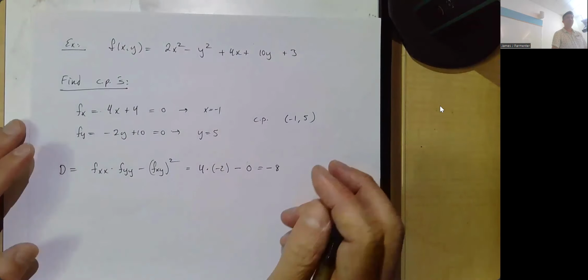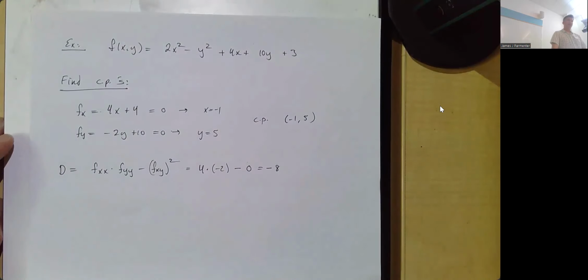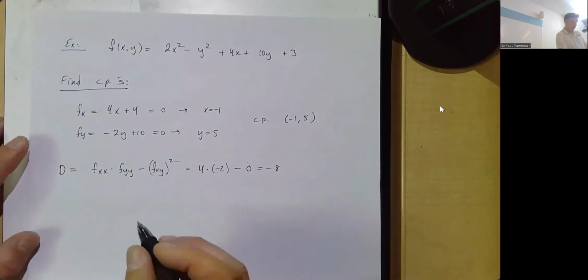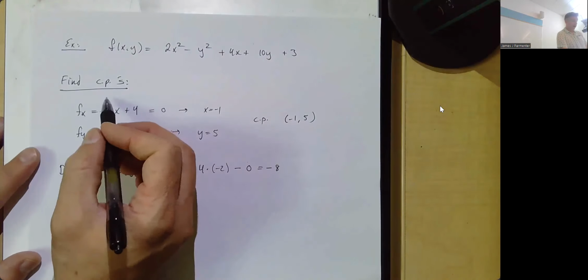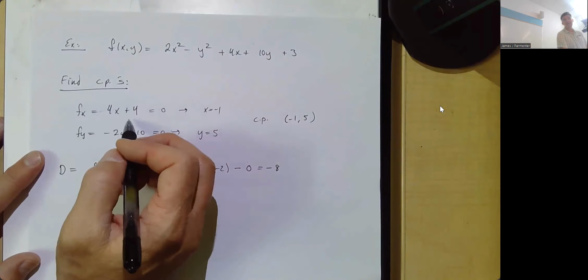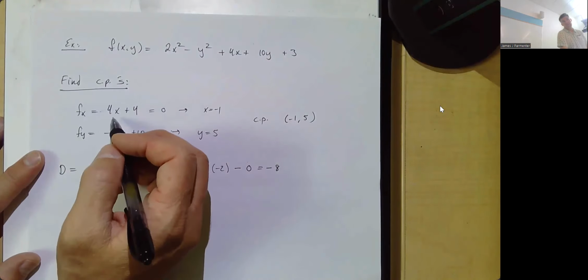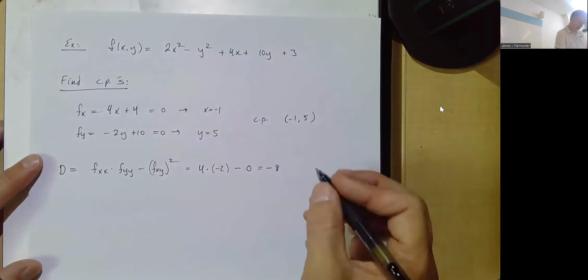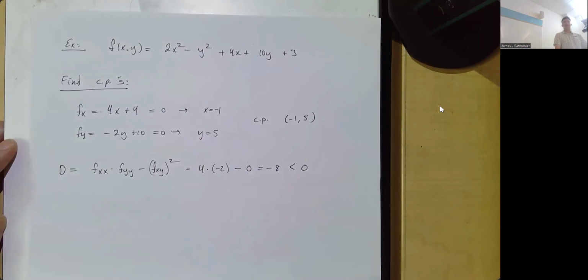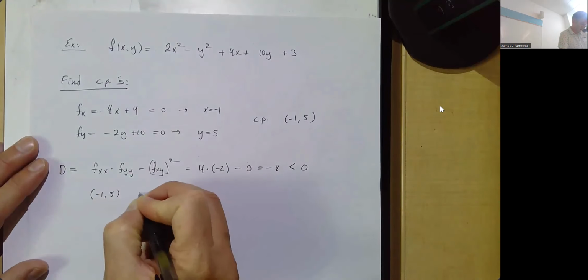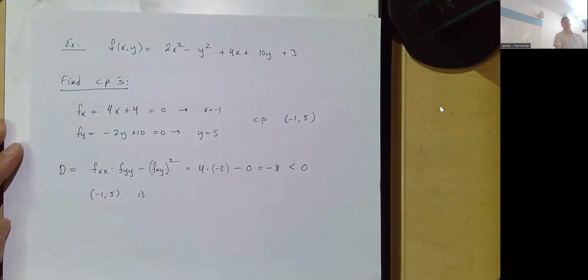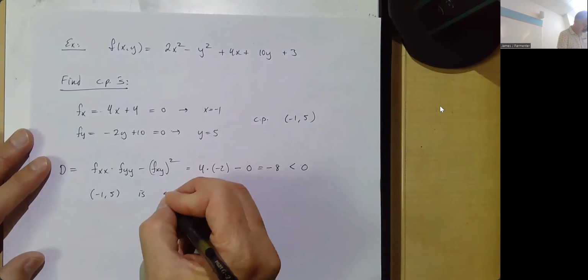Yeah, Johnson. Why is fxy 0? Good question. So here's fx. It's equal to 4x plus 4. If I take the derivative of that with respect to y, are there any y's? Right, exactly. So since that capital D is negative, what do we know we have at our critical point? Is it a max, a min, or a saddle? It's a saddle.